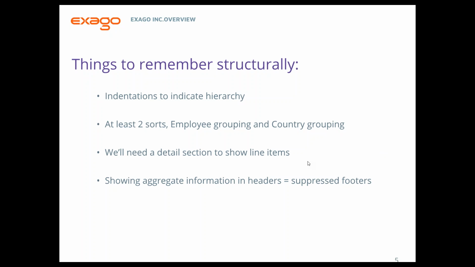Additionally, a detail section to show those line items. So when building our report, we want to make sure we leave a detail section there for us to work with. And finally, we were showing aggregate information in the headers. This means that we're going to need suppressed footers that actually calculate those aggregates. Additionally, we're going to need to use cell referencing to display them in the headers. Those are both things that are really important for me to know in design.